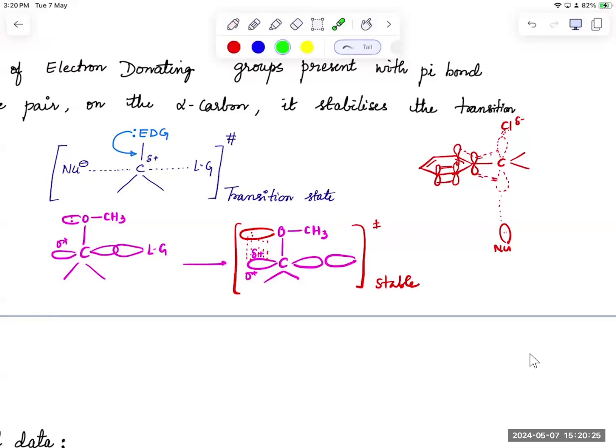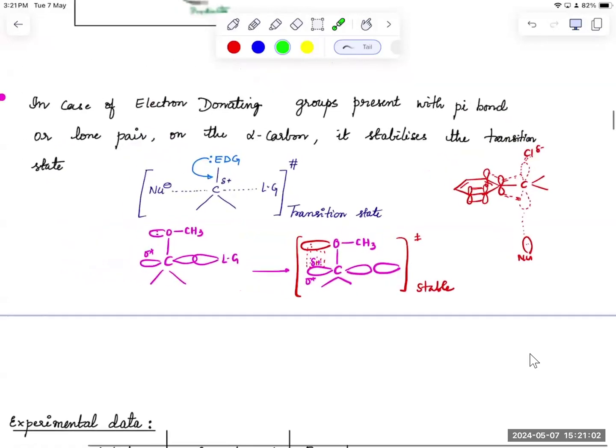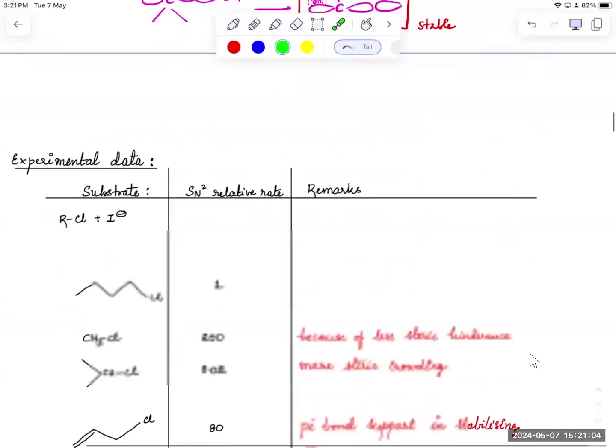Due to this support, what would happen? The transition state becomes more stable. So what we have learned, students, is that in cases where the transition state is becoming stable due to support from either a benzyl group or any lone pair carrying groups, the transition state stability is increasing and the rate of SN2 will increase. That will always increase the rate of SN2. Everybody understood the logic?